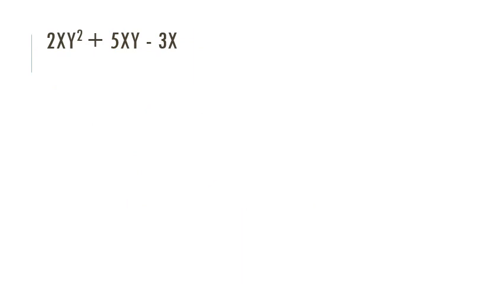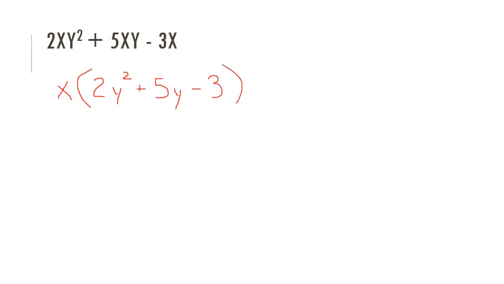Here I'm looking again, my first step, always look for anything that all 3 terms have in common, and I see an x. So I'm going to divide each of these terms by x and leave the remainders in the parentheses. 2xy squared divided by x leaves me with the 2 and the y squared. X cancels out. 5xy divided by x is simply 5y. The x is canceled out. And minus 3x divided by x is minus 3.